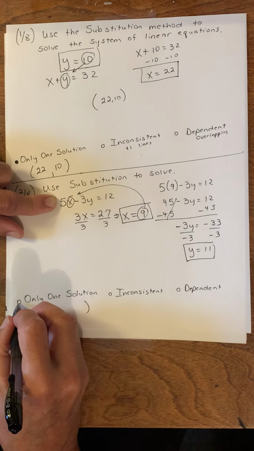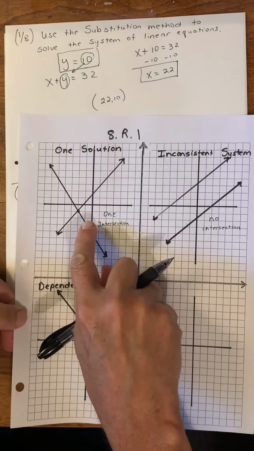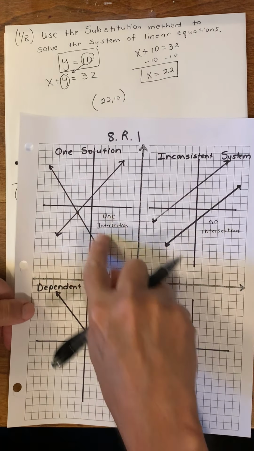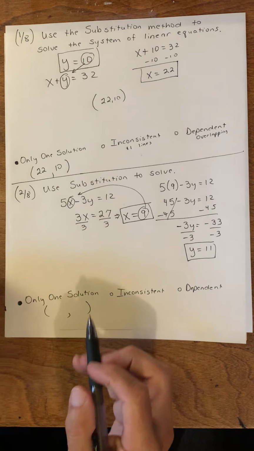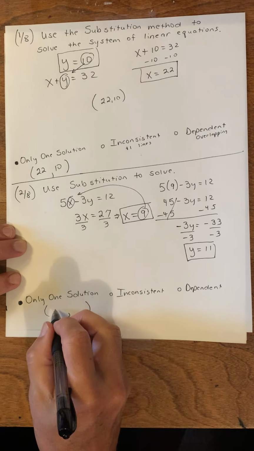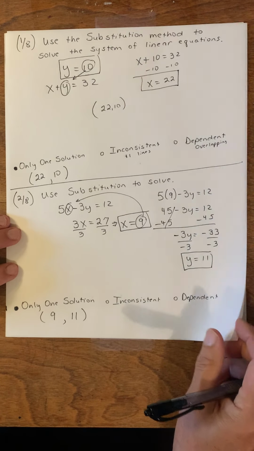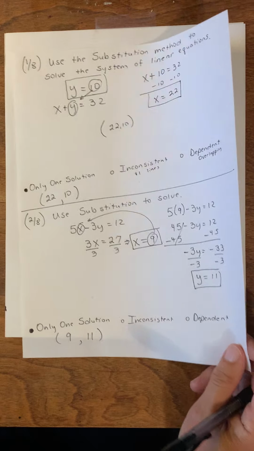So again, I'm going to choose, hey, these have one solution. It is this type of scenario where they intersect at one point. And that one point where they intersect is the point (x, y) equals (9, 11). Not too bad, huh? Using the substitution or the elimination method.